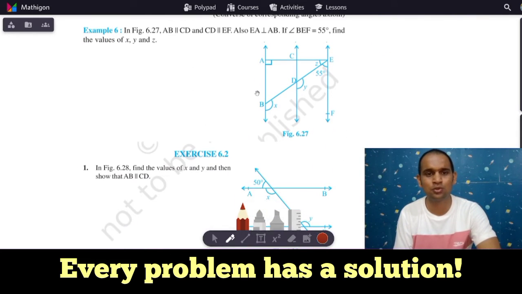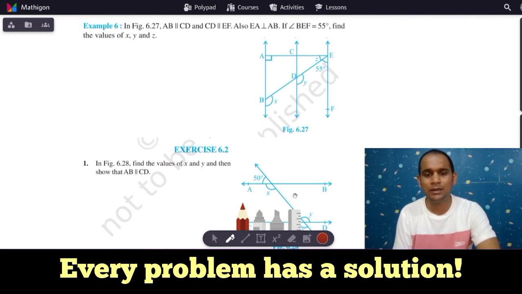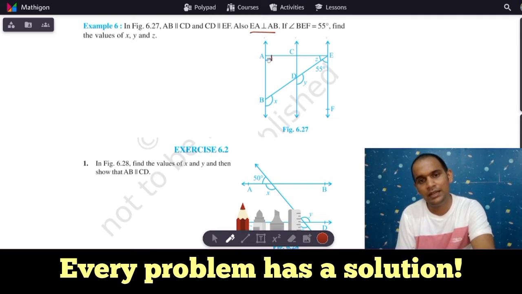Now let's quickly go through example number 6. As you can observe, it says in figure 6.27, AB is parallel to CD, and CD is parallel to EF. Also, EA is perpendicular to AB. Now, if angle BEF is 55 degrees, then we need to find x, y, z. Now, try to understand.